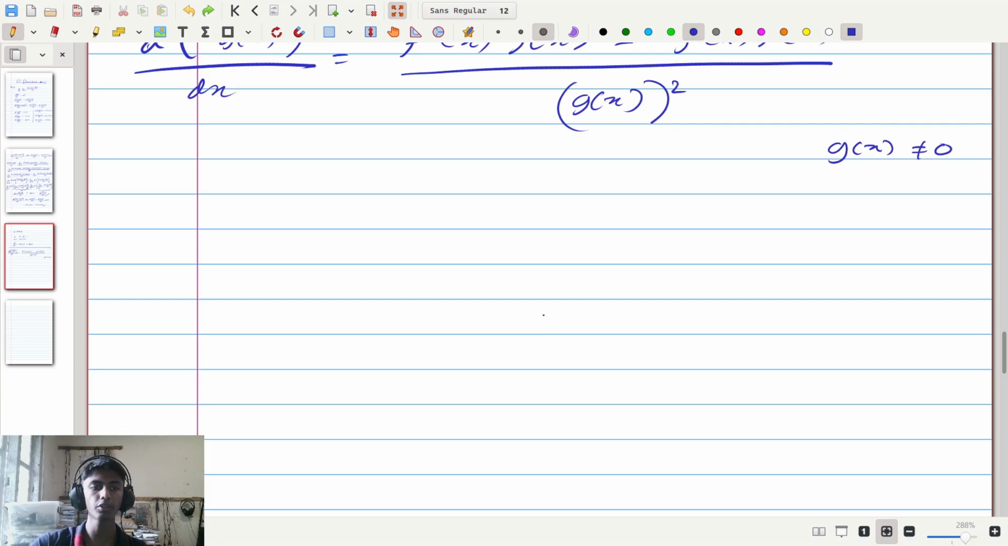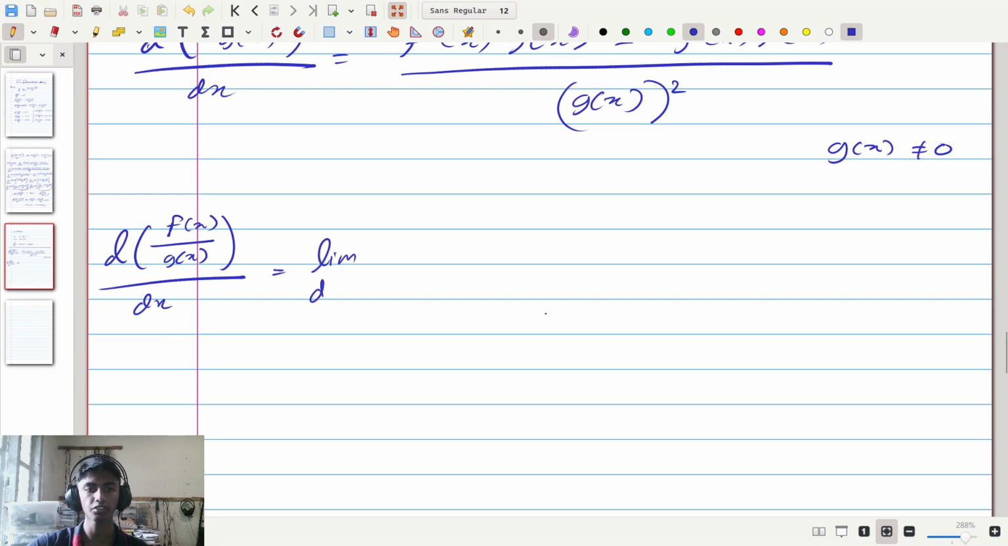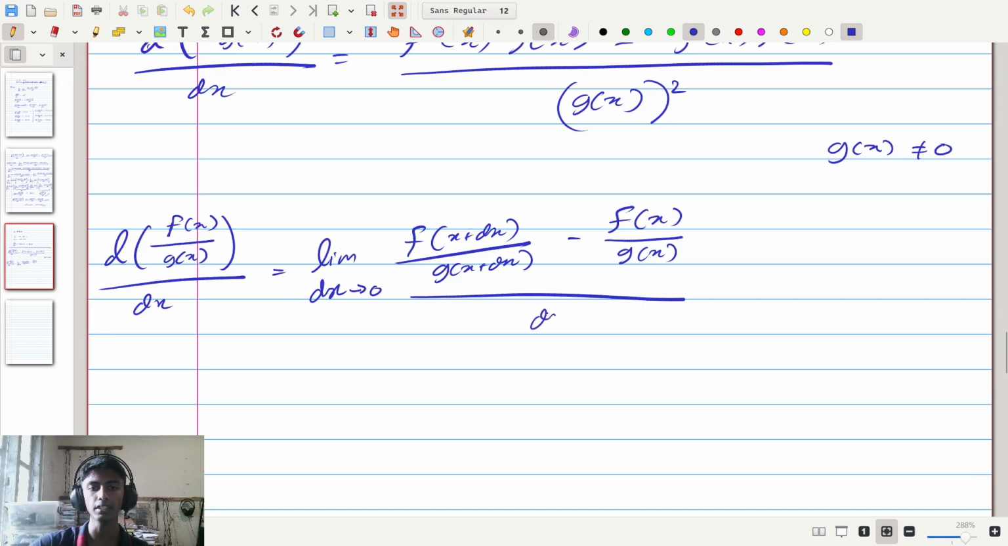So on the left hand side, we're going to take the derivative of the first function f(x) divided by the second function g(x), and we're going to write it using first principles. So what we have is the limit as dx approaches 0 of the function evaluated at x plus dx. In this case, when you evaluate this function at x plus dx, we're going to have f of x plus dx divided by g of x plus dx, and then minus the function evaluated at x, so it's going to be f(x) divided by g(x), and then the whole thing needs to be divided by dx.